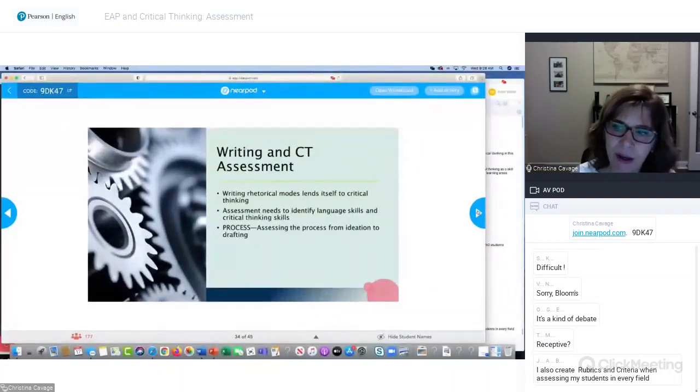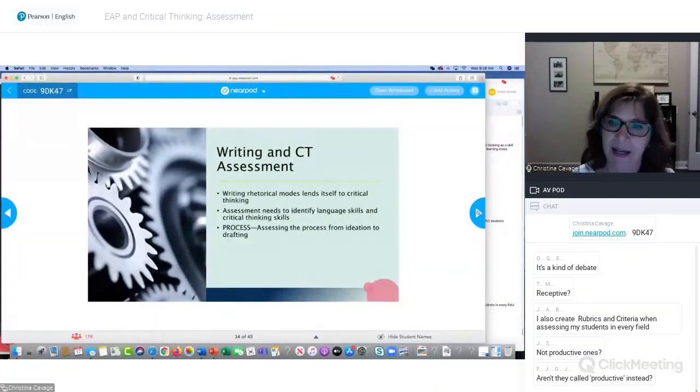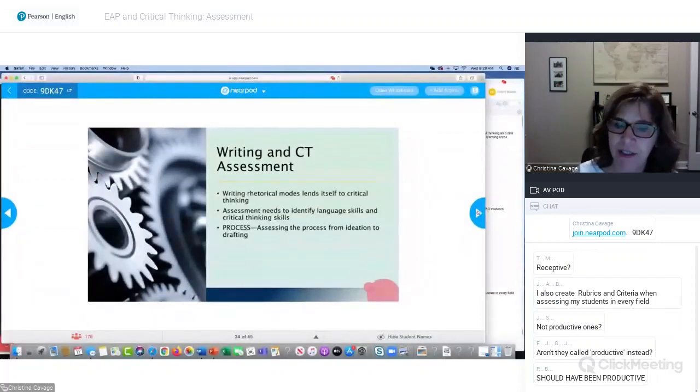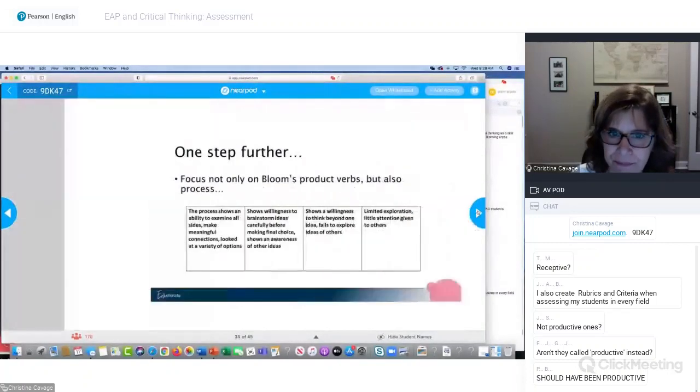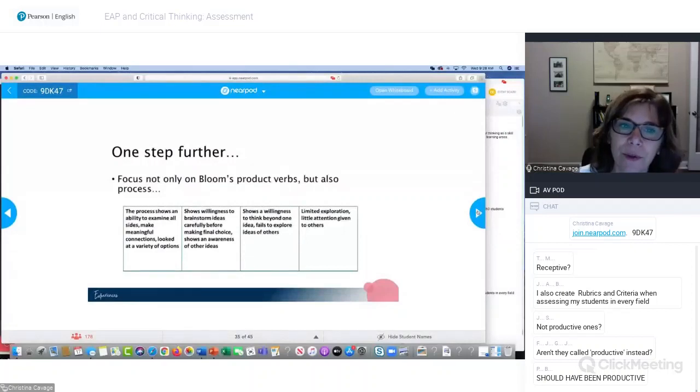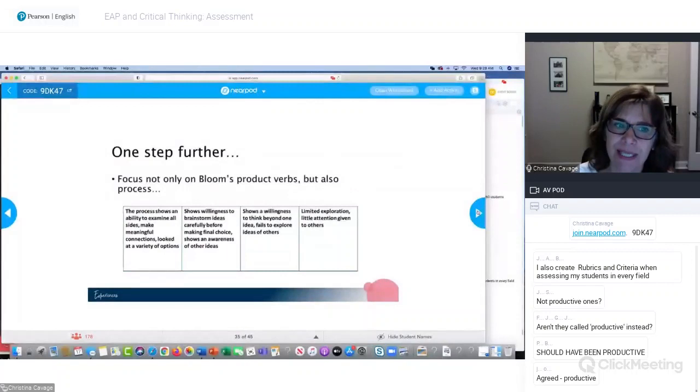But more importantly, when we talk about writing and critical thinking, we have to give some attention to the process from ideation to drafting. What was that process the student was following? So here's an example where we focus not only on Bloom's product verbs, but also on some process verbs. The process shows an ability to examine all sides, to make meaningful connections, to look at a variety of options. And on this rubric, if we go all the way down, we see the least amount of points here for limited exploration, and little attention is given to others.